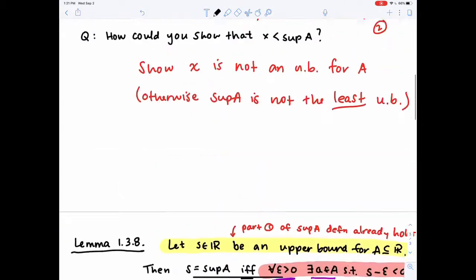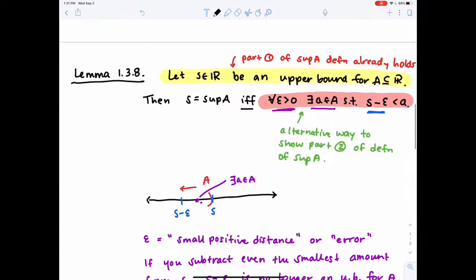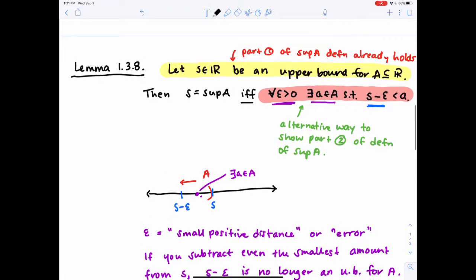Now we're going to talk about how you actually prove lemma 1.3.8. So here's the statement again. It's an if and only if statement, which means we need to prove two implications. And we have a global assumption to the if and only if statement that S is an upper bound. So we get to assume that, and then we have to prove both directions. We need to show that if S equals the sup A, then that quantified statement holds, and also that if that quantified statement holds, S is the sup.